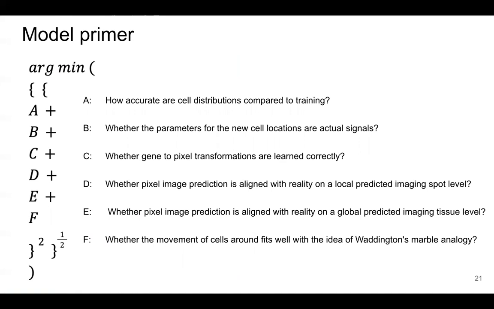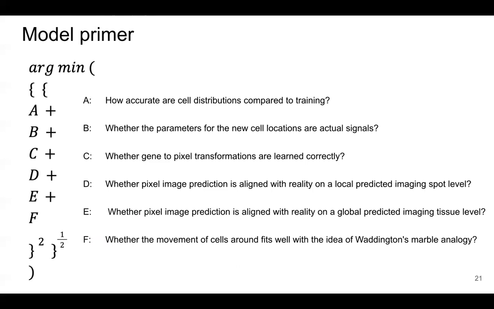So rather than optimizing for a certain metric like Euclidean distance or gene expression correlation, I specifically ask questions and attempt to model the metrics or information to answer these questions in a given loss function. And the questions are essentially about cell distributions, cell locations, the gene and pixel space, and how close the predicted pixel images are to the local predicted images, as well as the global images.